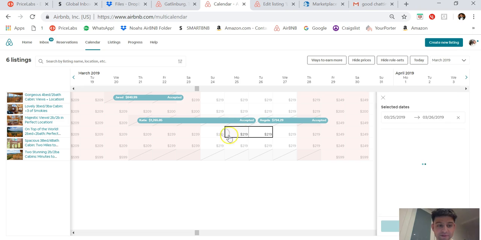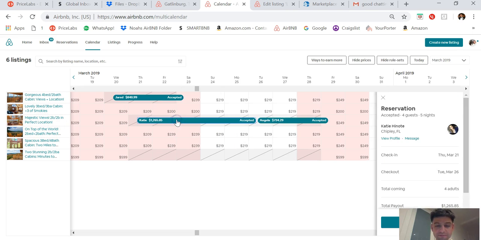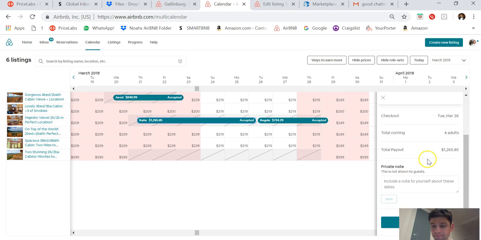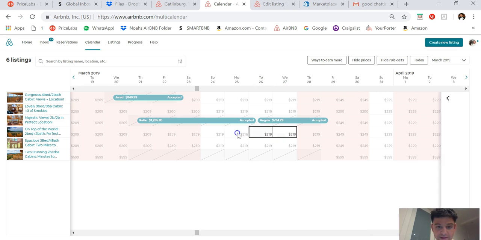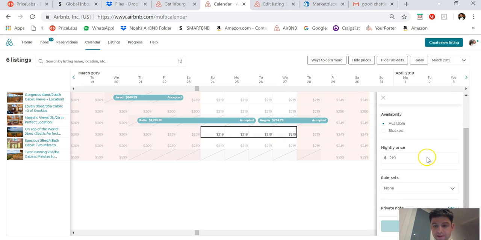I do know that this property gets a little bit less than this one. So if this is booking in around $1265 or so, this one should be booking in around $200 per night as well. For my Sunday, Monday, Tuesday, Wednesday, it's maybe a little bit high. Let's call it 99.